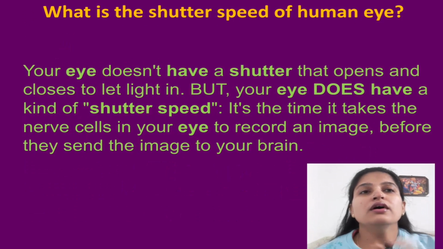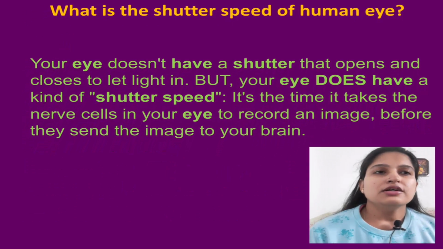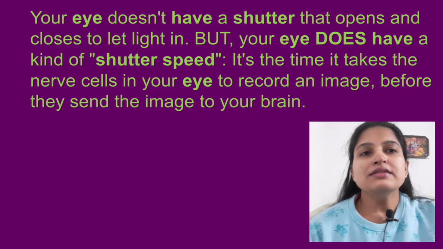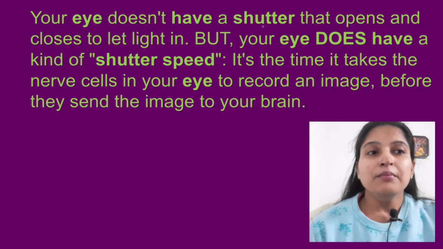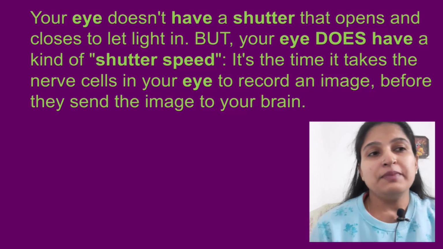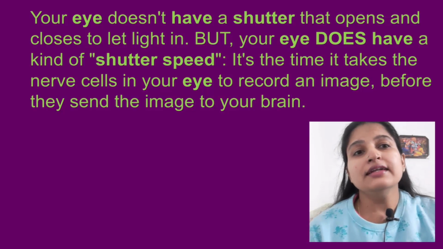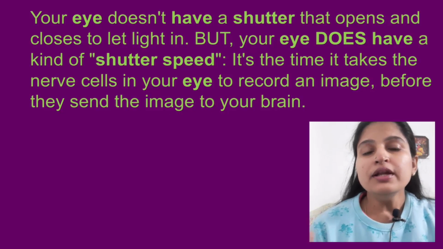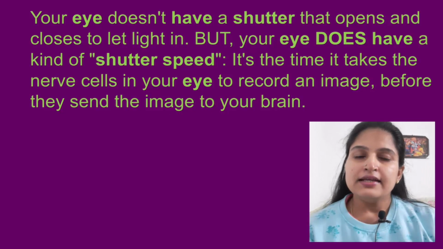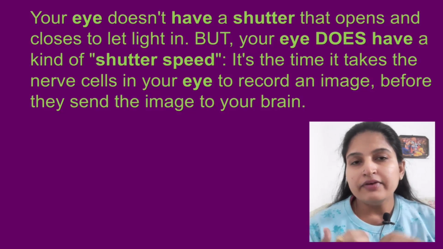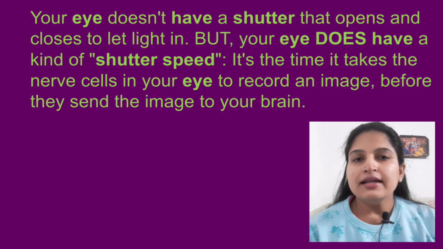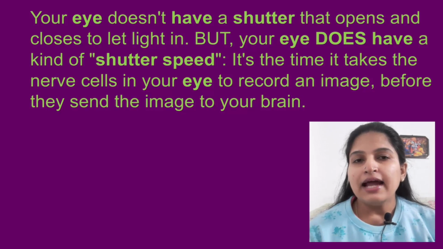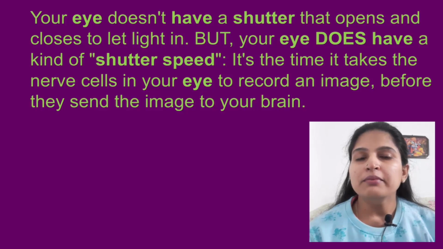Fine, so another question is, what is the shutter speed of the human eye? Your eyes don't have a shutter that opens and closes to let light in, but your eyes do have a kind of shutter speed. It's the time it takes the nerve cells in your eyes to record an image before they send the image to your brain. Usually when we see things, the image persists in our retina for some time, that is 1/16th of a second.